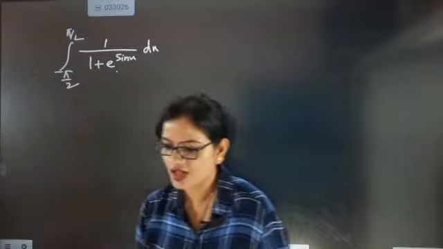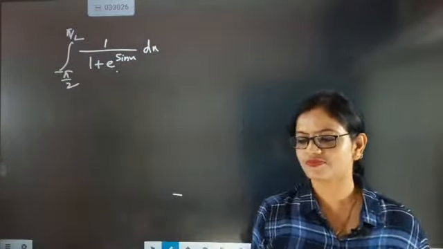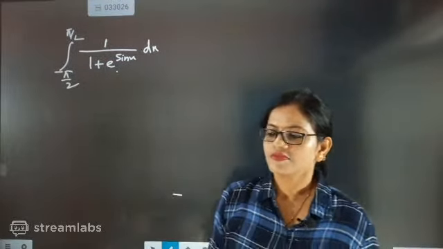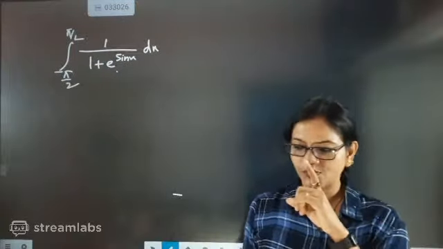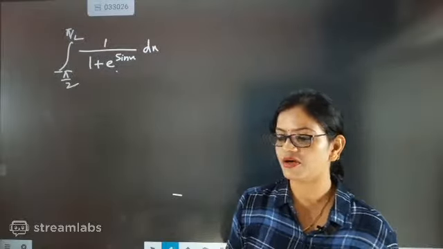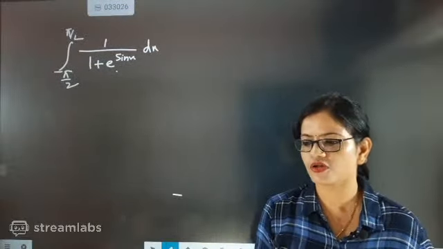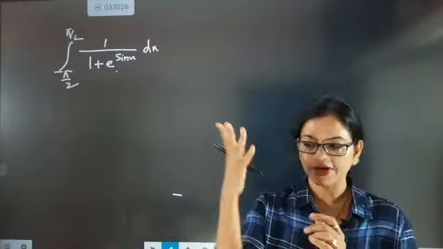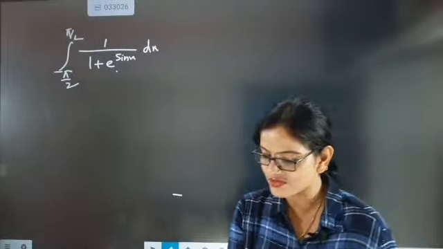Now the question is the integral from minus pi by 2 to pi by 2 of 1 by 1 plus e to the power sin x dx. Go for this question, apply the property and kill this problem. We solved the same pattern of question one or two days back, but at that time the limits were different.